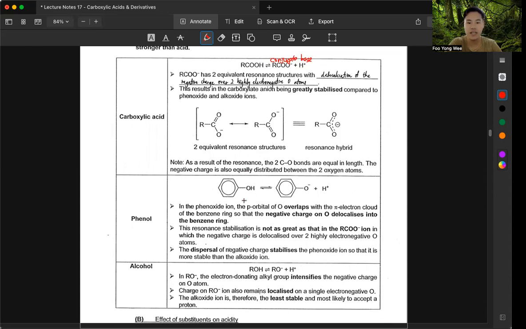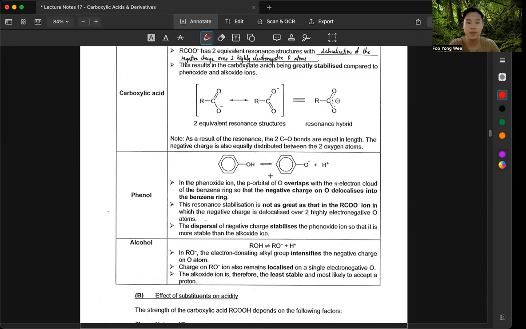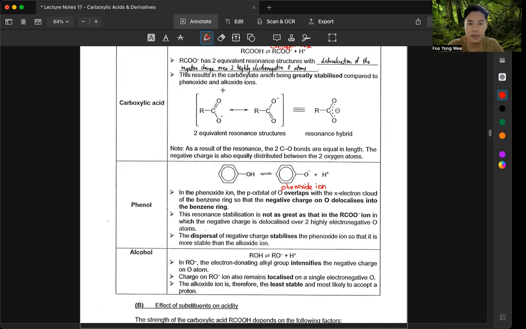The negative charge can still be delocalized over the highly electronegative... it can still be delocalized here. Of course, the carboxylate is better because you have two oxygen atoms. The resonance structure is actually more stable. So the dispersion of negative charge will help to stabilize the phenoxide ion. So this is a phenoxide ion. That's a recap of the concept under alcohol. So the alkoxide ion is here.